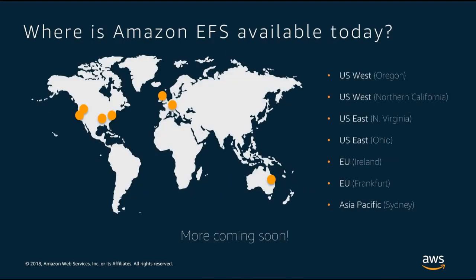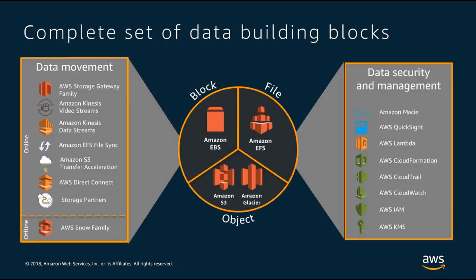EFS is available in 7 regions. We just announced that we're available in our newest region, US West, Northern California. And we're actively working to get EFS in more regions coming soon. And EFS is a core part of a rich set of storage building blocks. We have our core storage services, EFS for file, EBS for block, and S3 and Glacier for object.